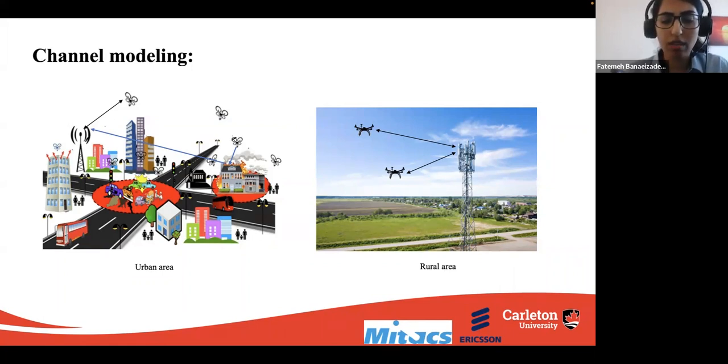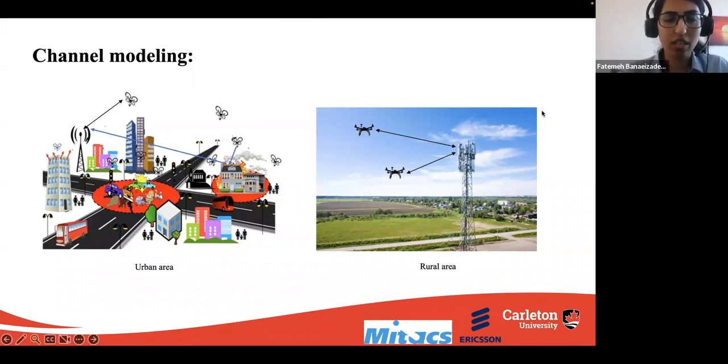And also, the channel modeling for ground users is designed based on a two-dimensional area, but UAVs are flying and they operate in a three-dimensional area. Based on their location, they have different channel conditions. For example, the first figure shows an urban area. In an urban area, as all of us know, we have many obstacles like high-rise buildings, cars, vehicles, and also walls and trees.